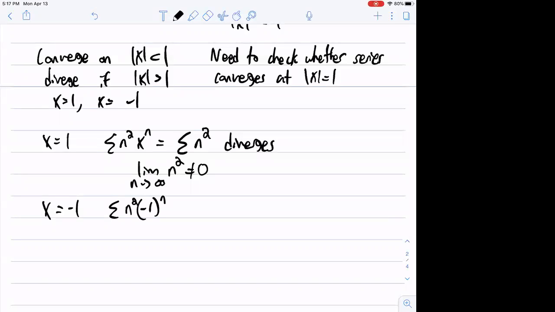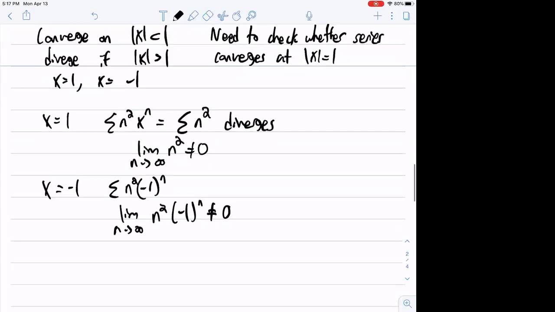And what is this? Well, the limit as n goes to infinity of n squared times -1 to the n. -1 to the n always bounces between -1 and 1, right? But n squared is getting arbitrarily big. So in particular, it's not going to go to 0. So you see that it converges on like (-1, 1).